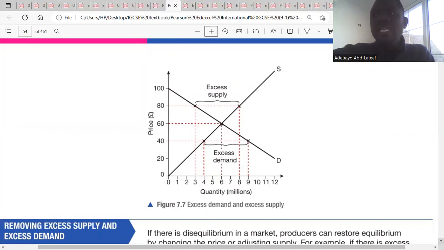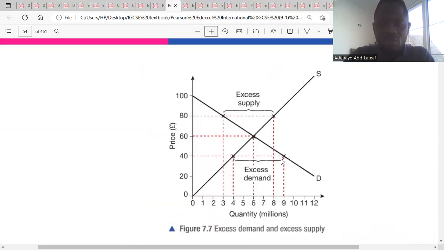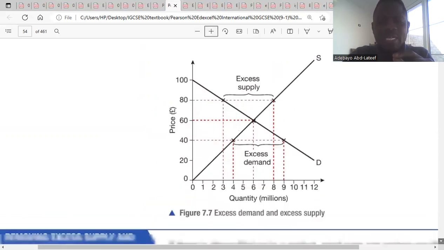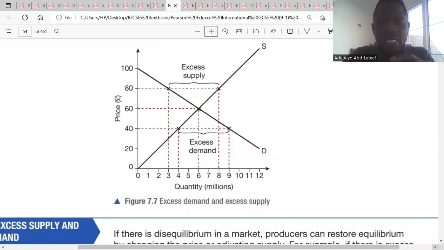Yeah, that is excess supply, excess demand. Excess demand would have been as a result of a price reduction, a fall in price below the equilibrium price. The equilibrium market price is 60. A price below 60 would lead to excess demand. Do you get the point here?